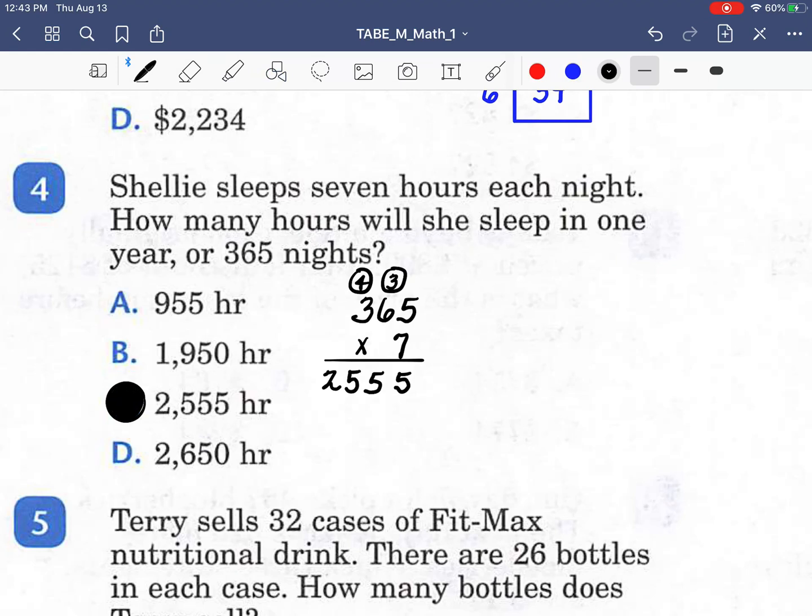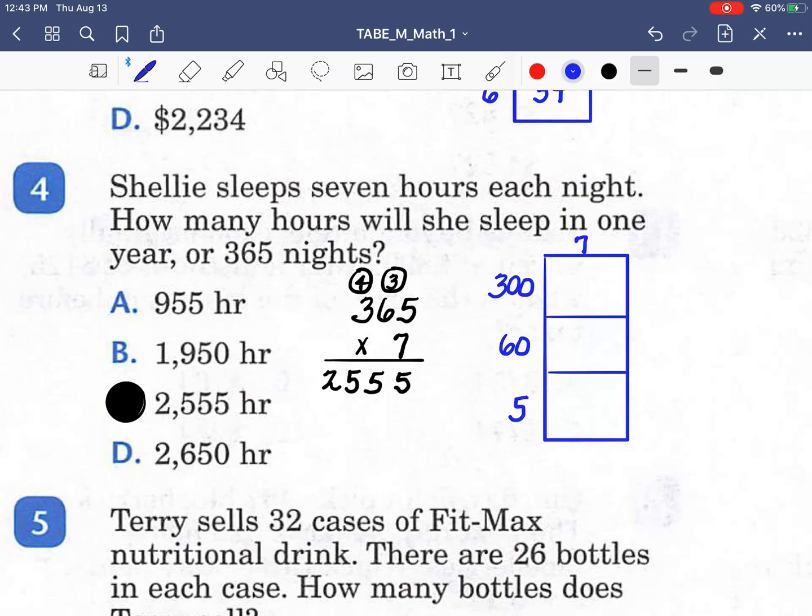Let me show you the area model. Draw your box. Got a 7. And then this is a 3-digit number, so you need 3 sections. You've got 300, 60, and 5. 7 3s are 21 with 2 zeros. 7 6s are 42 with 1 0. And 7 5s are 35. Those are called partial products. Remember, product is multiplication. So we need to add our partial products.